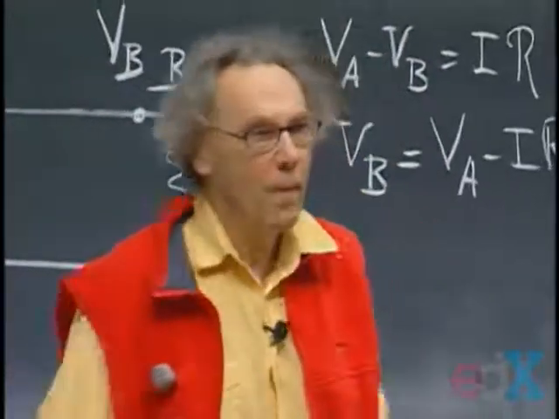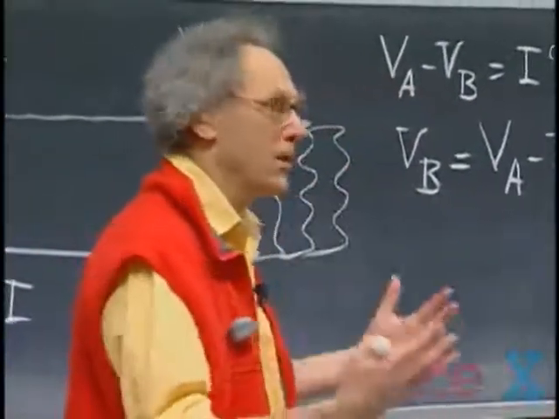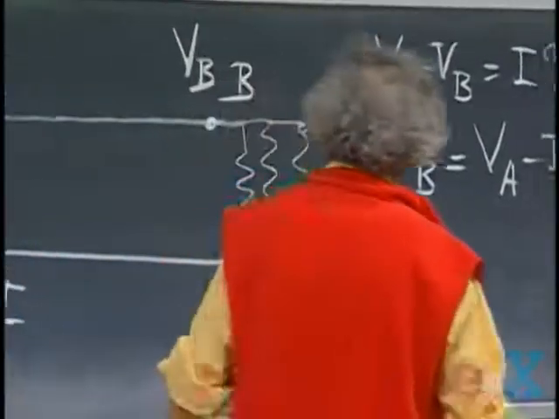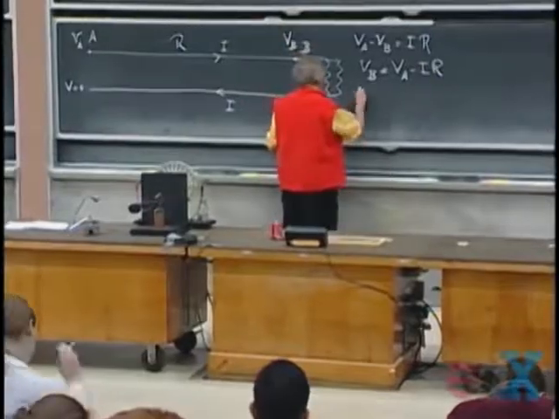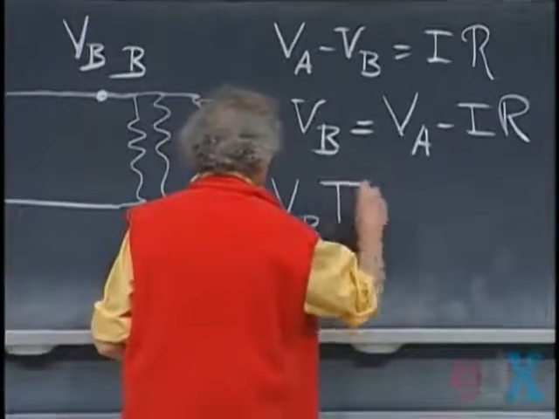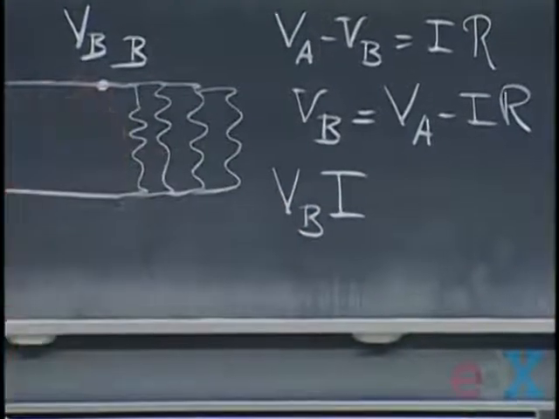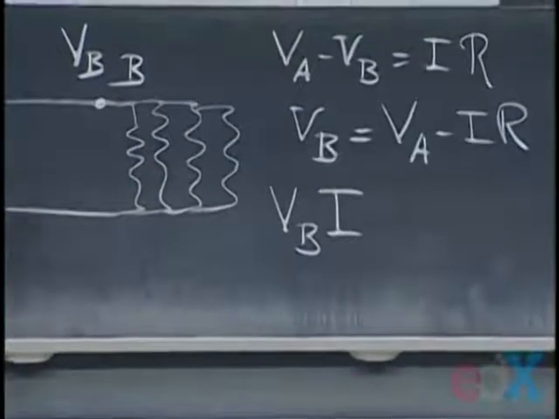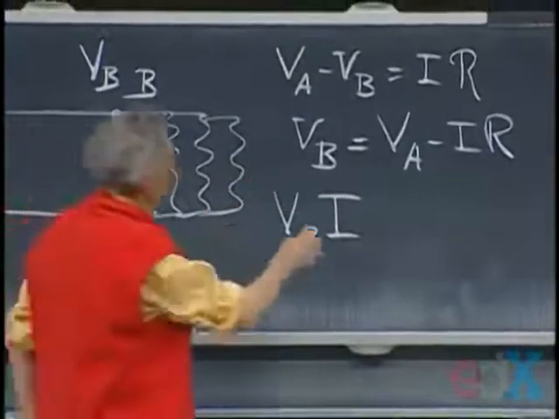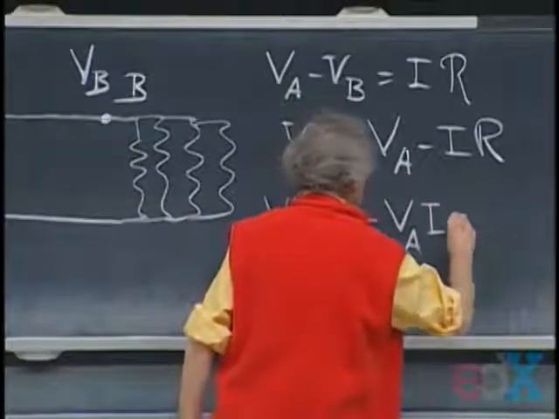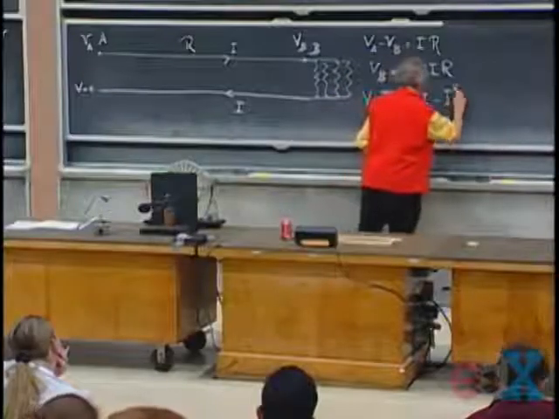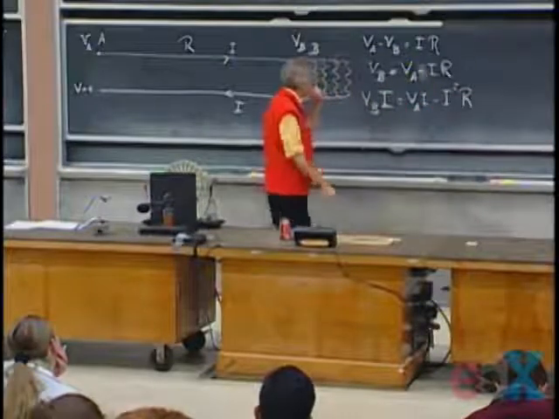Now I want to know if we consume energy, so we're dealing now with power. So the power that we take off at Boston is I times V of B. That's the number of joules per second that we are consuming. So that then equals VA times I minus I square R.